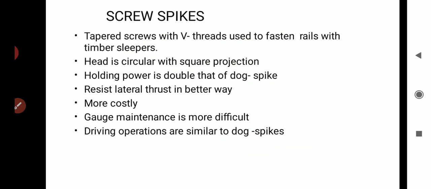The next is it resists lateral thrust in a better way, but gauge maintenance is very difficult in the case of screw spikes. Then its driving operation is similar to dog spikes. So the installation process of the dog spike is similar to that of the screw spike.